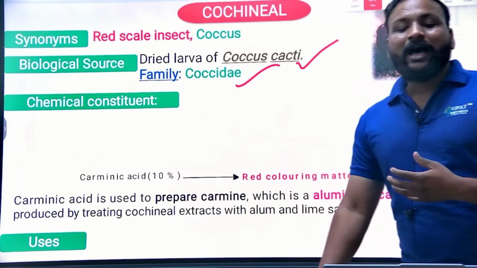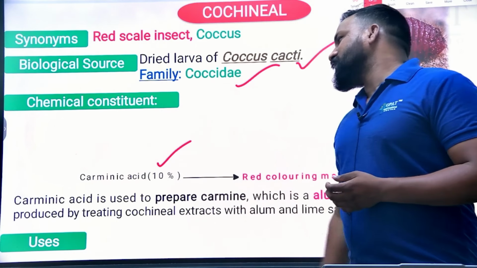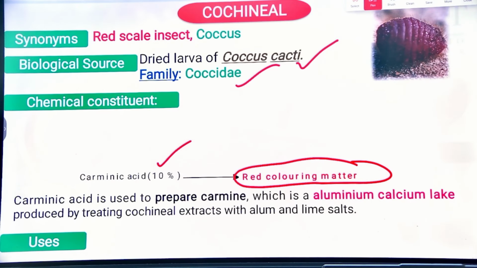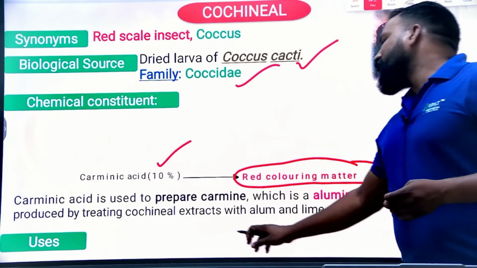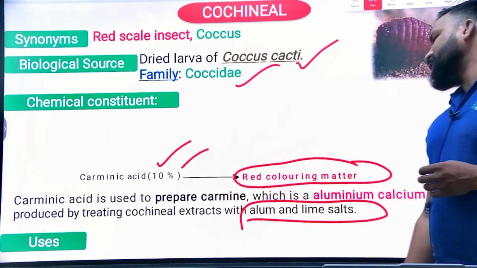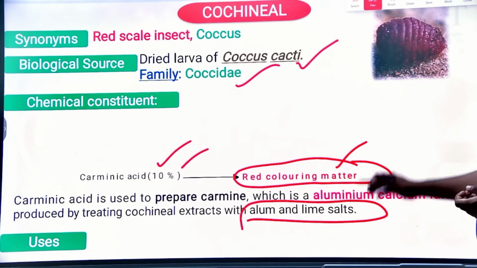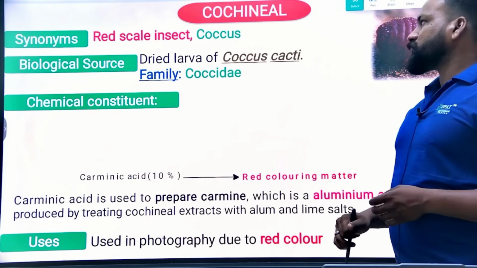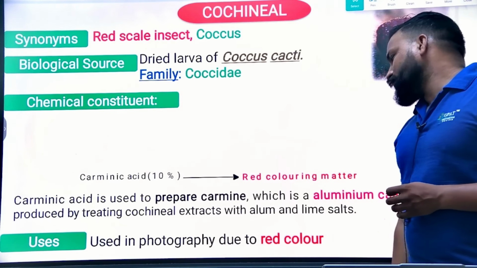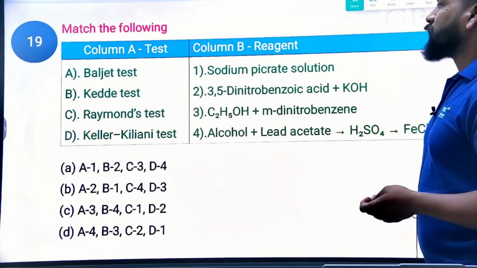Clear? So when we take 10% of the carminic acid, from that we can get the red coloring matter. It is produced by treating the cochineal extract with alum and lime salt. When you take this carminic acid extract and add alum and lime salt, you get the red coloring matter. Also, it is used in photography due to the red color. That's the use. Yes, next.